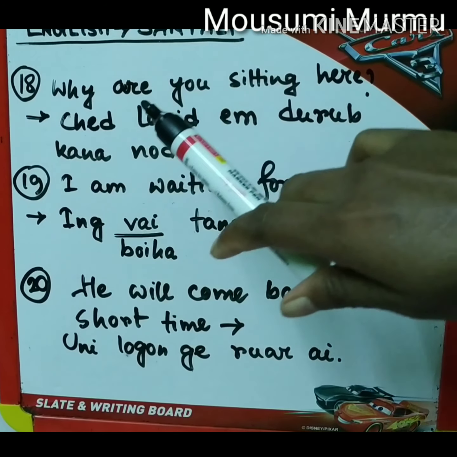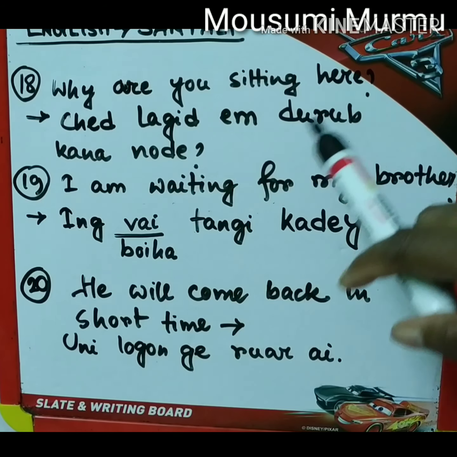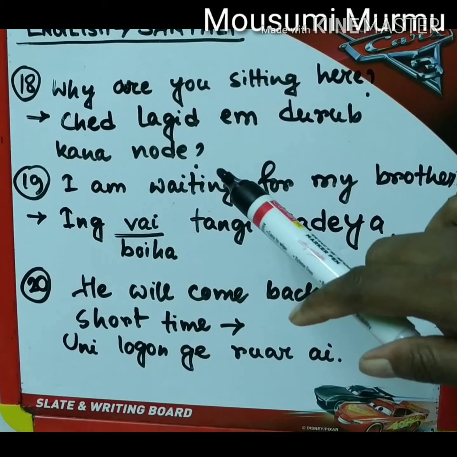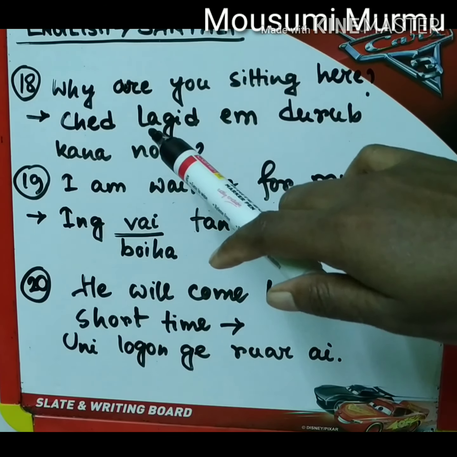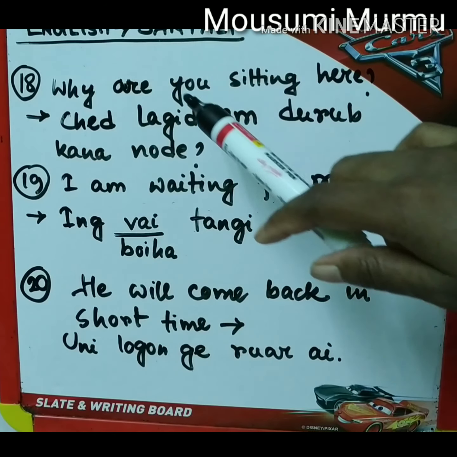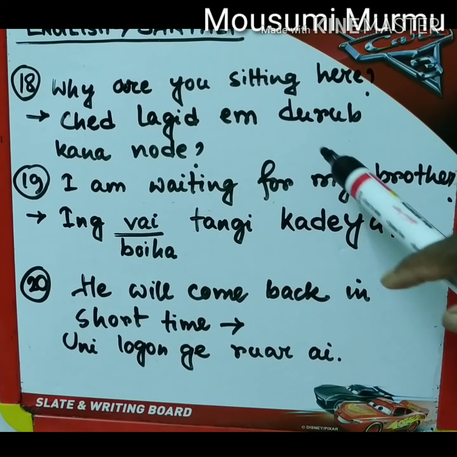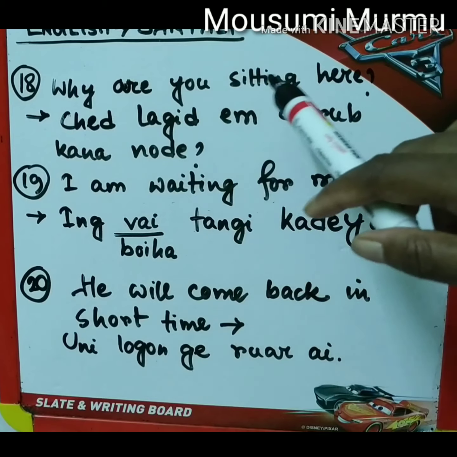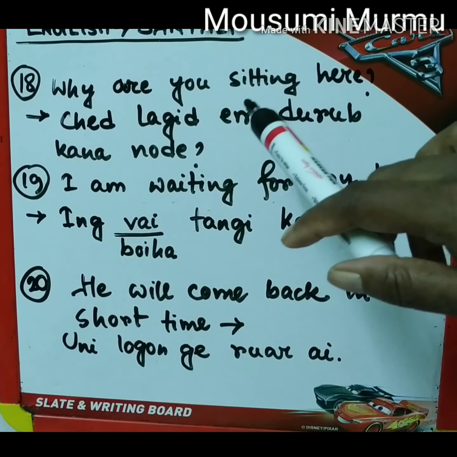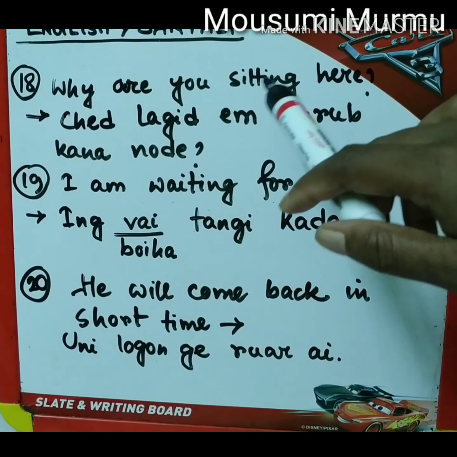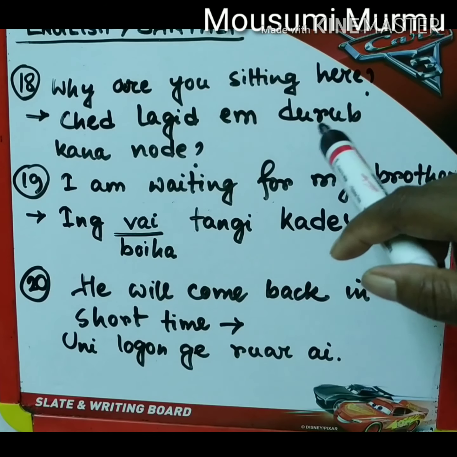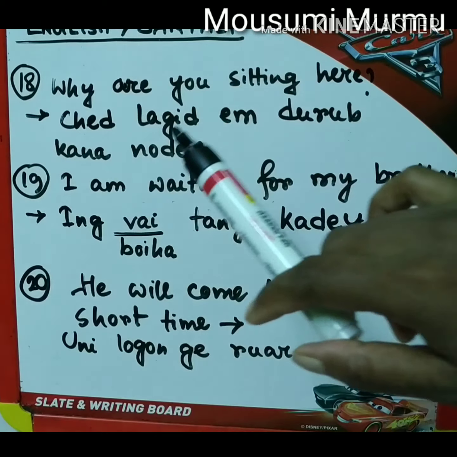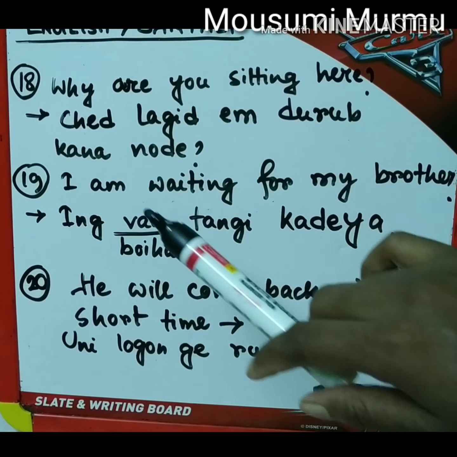Next line. Why are you sitting here? In Santali, che lagi em durub kana node. Che lagi means why. Em for you. Durub kana means are sitting. Durub means sitting, seat. And are sitting is denoted by durub kana. Here means node.